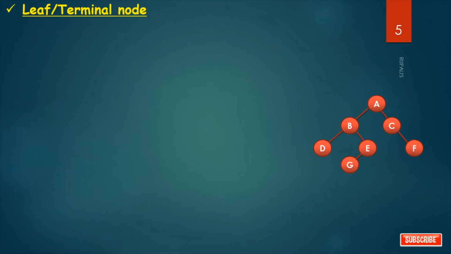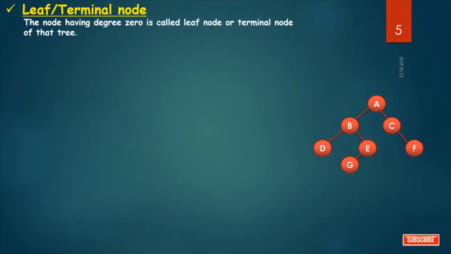Leaf or terminal node. A node having degree 0 is called a leaf node or terminal node of that tree. So, for this tree, which nodes have degree 0? C, D, F and G. No branches are coming from these nodes. So, these nodes are called leaf or terminal nodes.